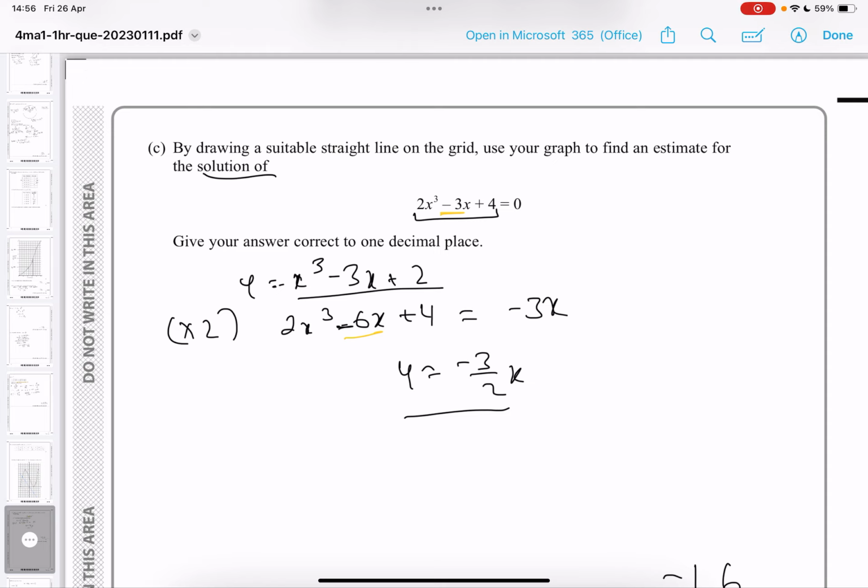So if it's from x cubed to 2x cubed, you can think about multiplying by 2. Multiply the whole equation by 2. And now from minus 6x to minus 3x, you need to add 3x. But remember that it will actually be minus 3x, because that's the line you're going to draw. And when you add 3x to both sides, you'll get that equation. But at the beginning, we multiplied by 2, so you actually have to divide by 2 at the end to find the equation of the line.